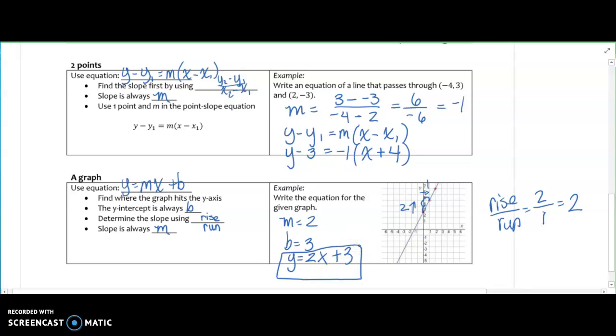Okay, guys, that is your notes for writing equations.